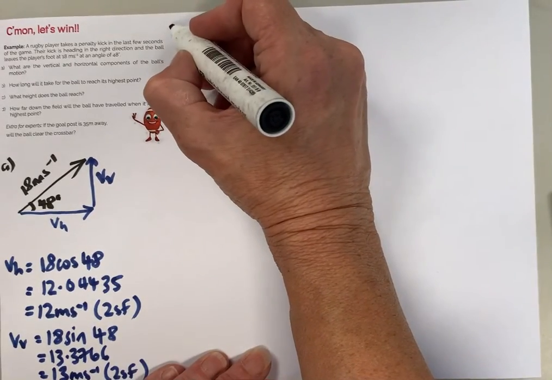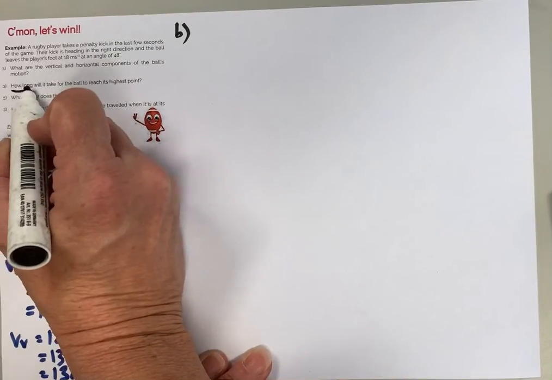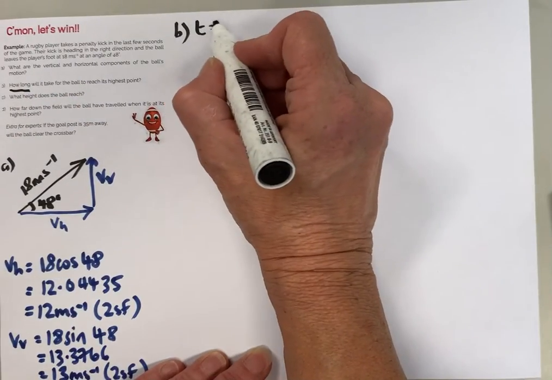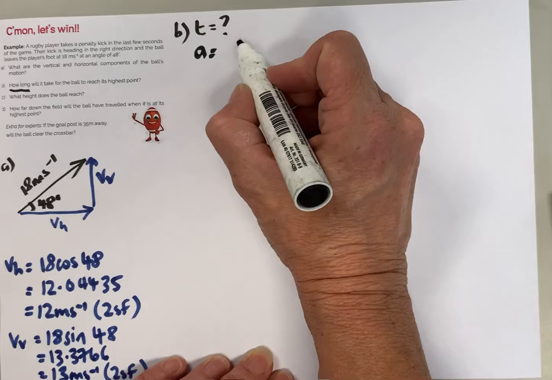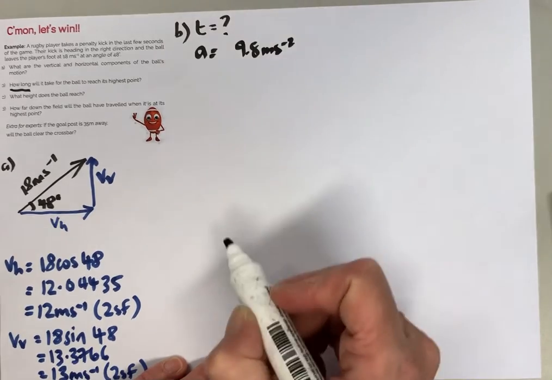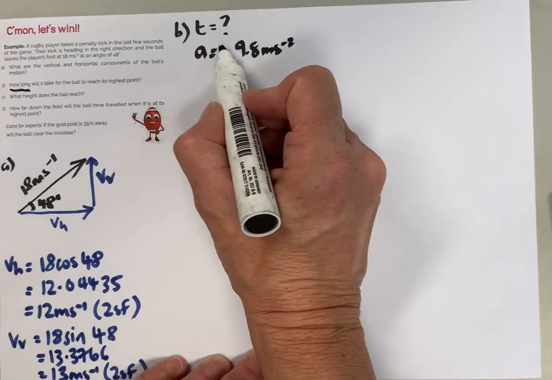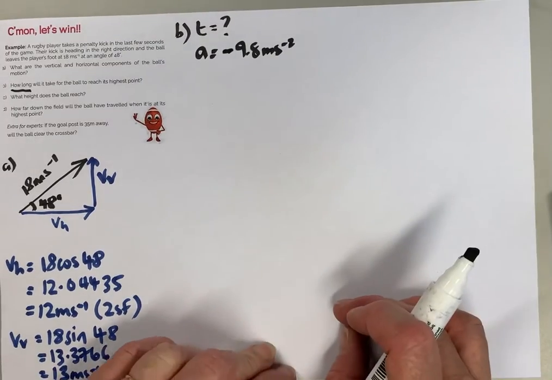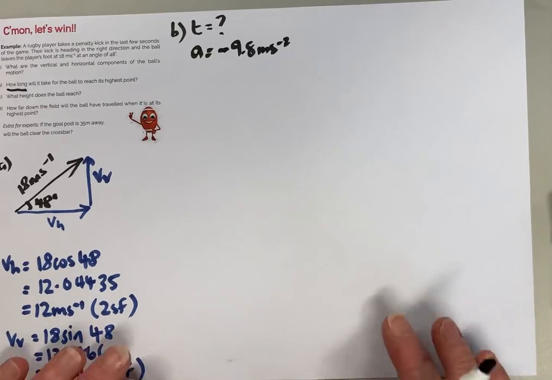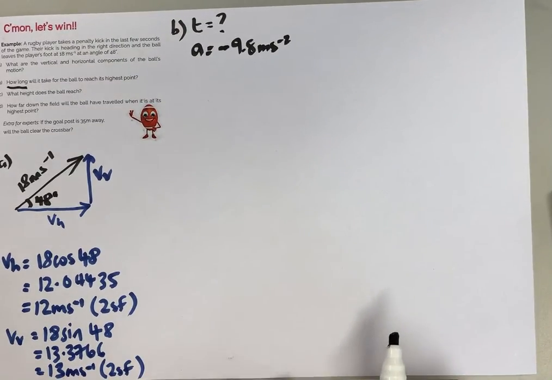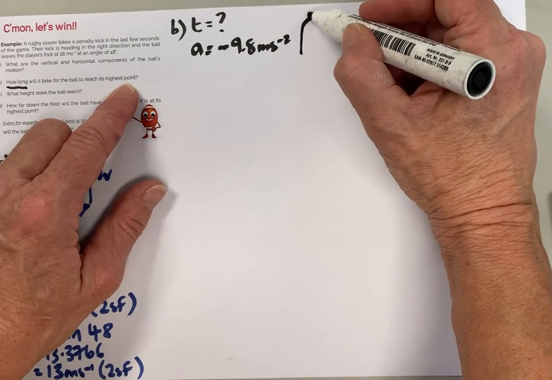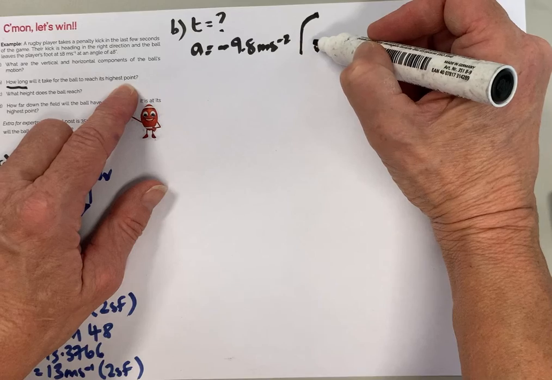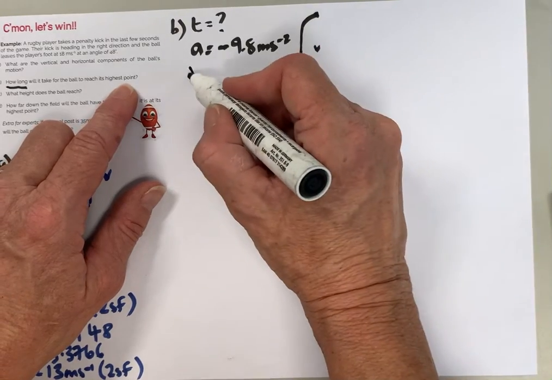So let's have a look at part B. How long did it take for the ball to reach its highest point? So we're looking for a time. And because the ball is going up in the air, we know that the acceleration is 9.8 meters per second squared. And because that acts in the downward direction, and down, if you think about the axes on a maths graph, is negative, it's negative 9.8. And because we're talking about the highest point, going from here to here, we need the vertical velocity.